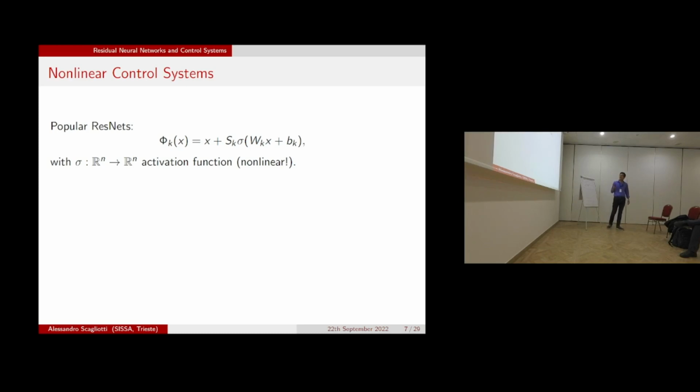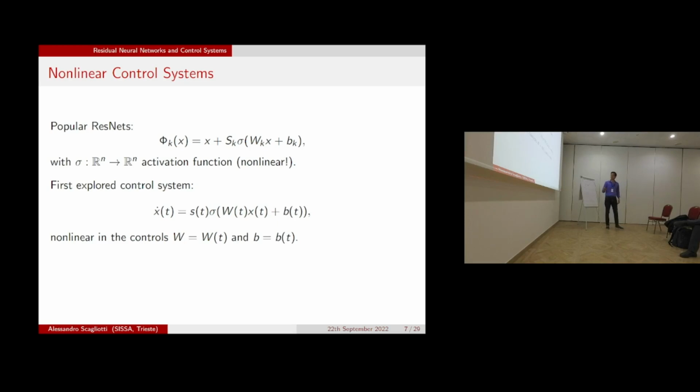Usually they have the following form. So they have the identity function, which is always present and is the key point in this kind of nets, plus this term. In this case, S is an n times n matrix that multiplies the output of the nonlinearity. Sigma is a nonlinearity that acts on an affine transformation of the input. Let me just stress that this ResNet is highly nonlinear with respect to the parameters W_k and D_k.